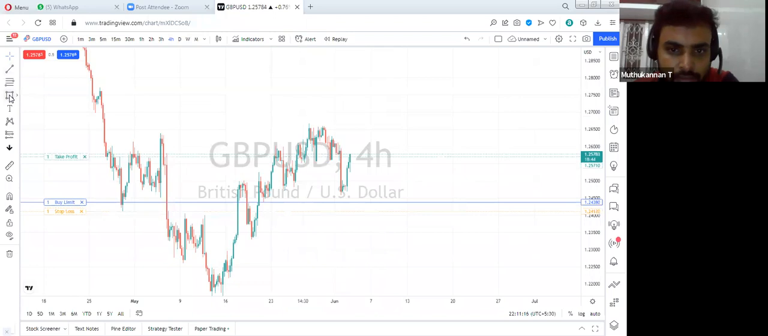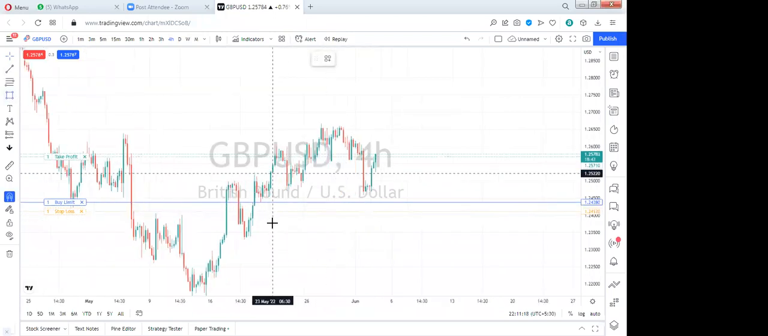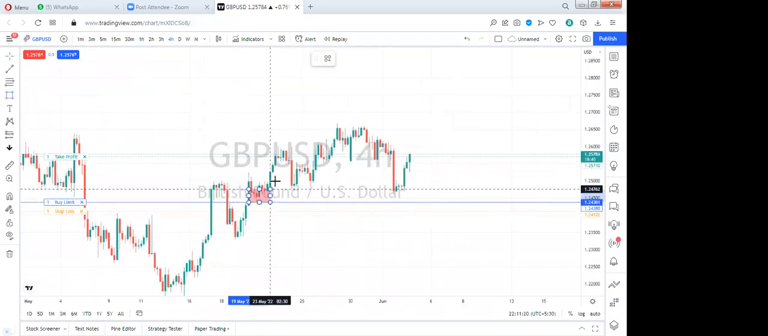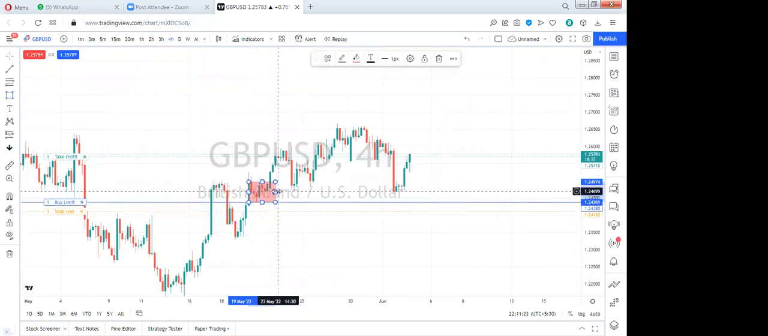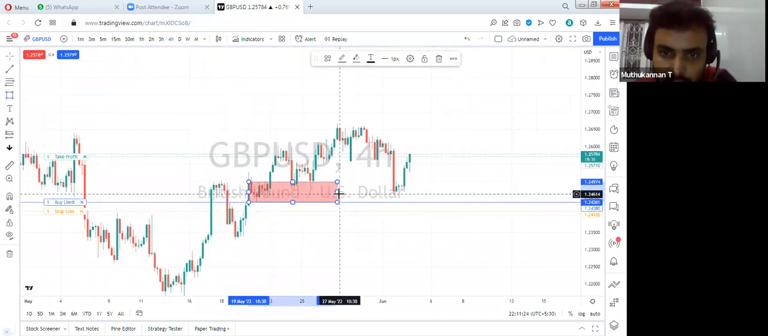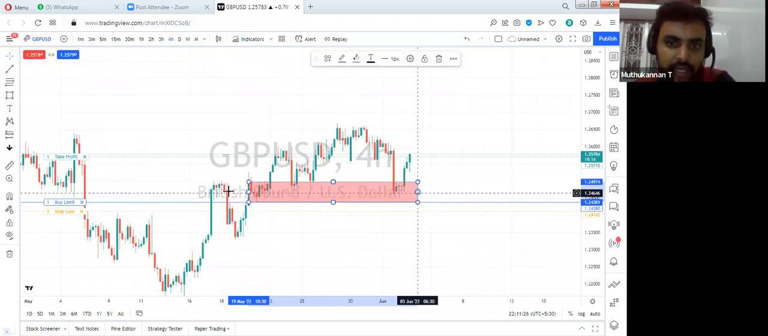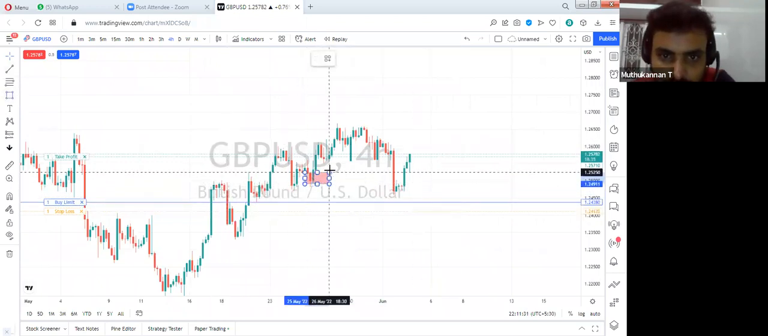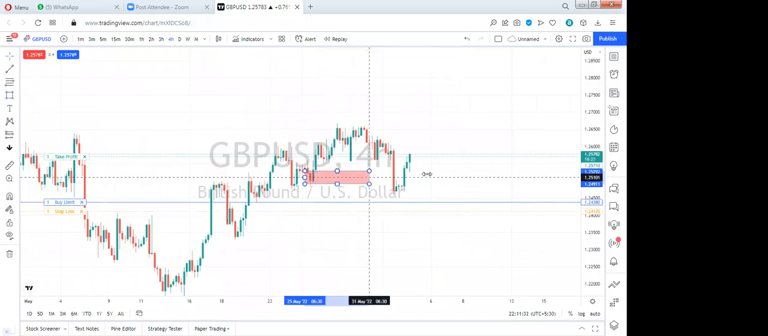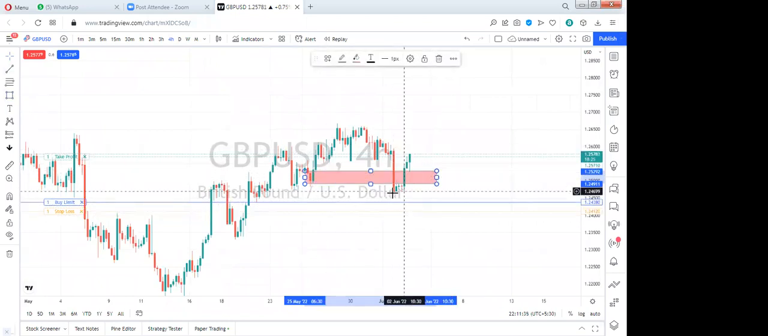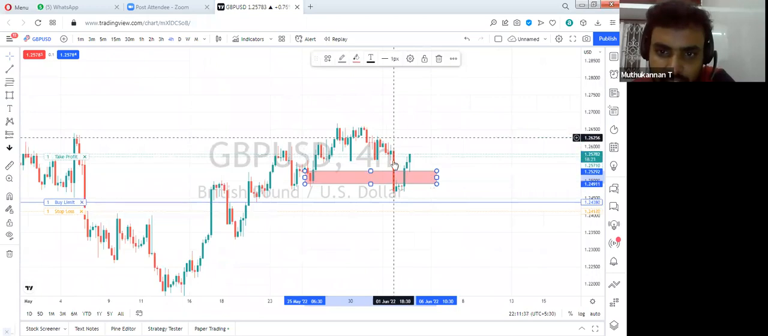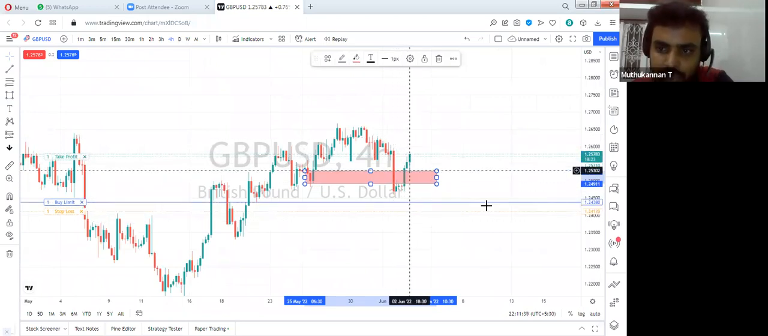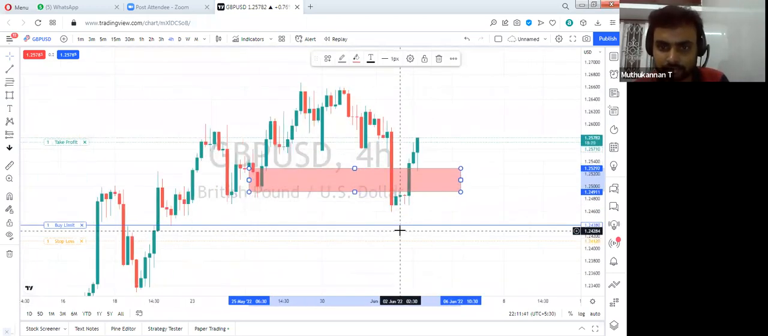For example, this is my demand zone. It worked here, okay, no issues. It will work here, let's see. Anything failed? I can say this is failed, right? This again also failed. First time it failed. Second time it came here, but it touched here. You can see.